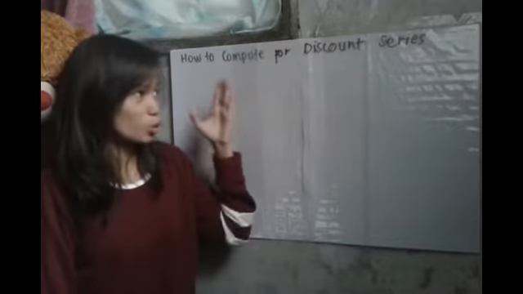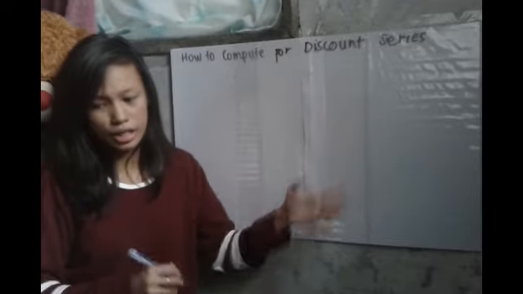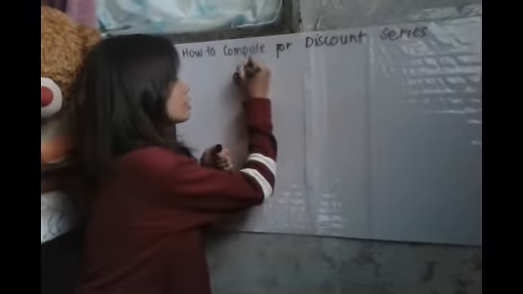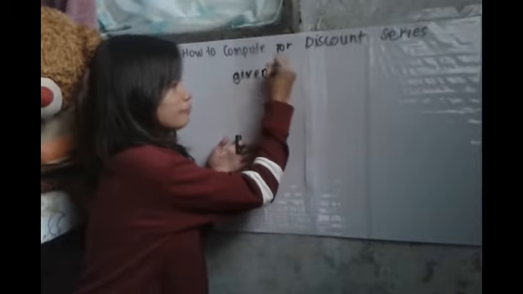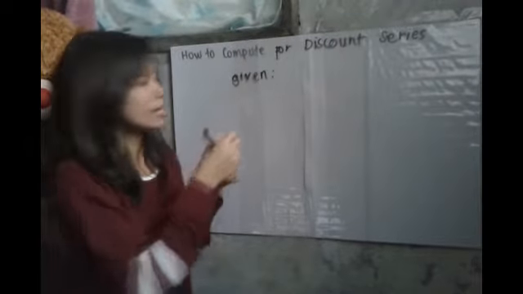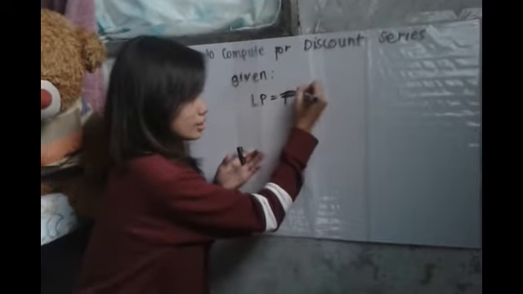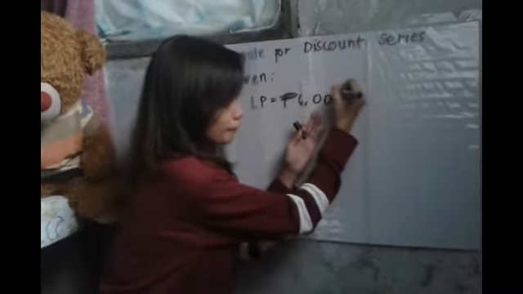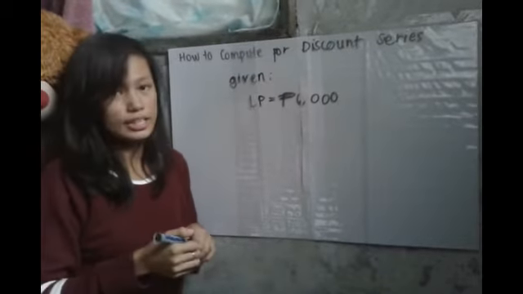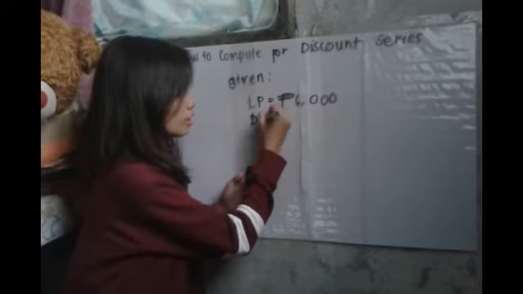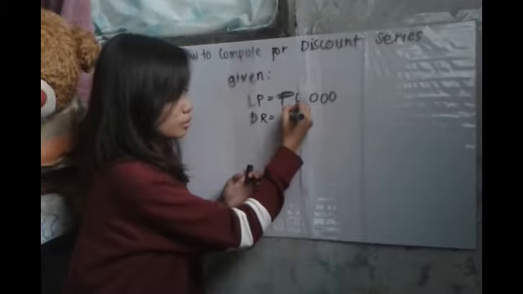So the next is how to compute for discount series. So first we have to find the given again. So what are the given? The given are this price again, which is 6,000 pesos. And the discount rate is equals to 5.